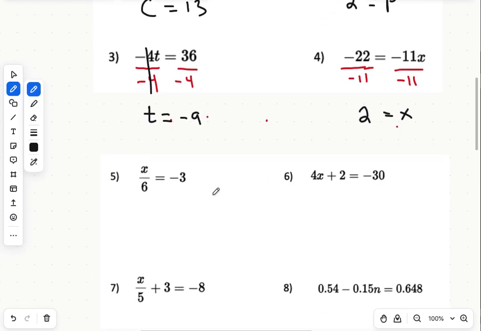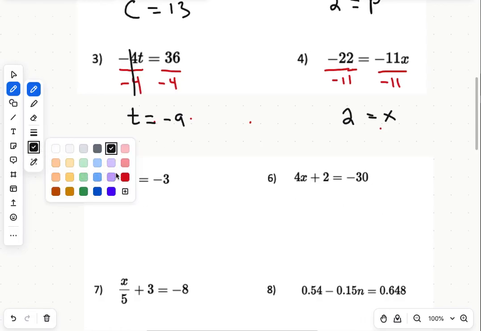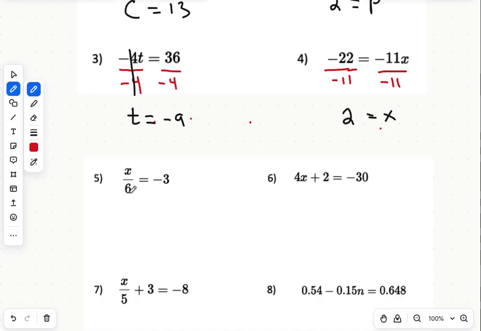And then the last of the basic ones, so this is the end of 2.1 right here, is now we have x divided by something, and so the inverse operation for division is multiplication. So again, when we have multiply, we divide. When we have divide, we multiply. So for this one, let's multiply both sides by 6, and you can think of that as 6 over 1 if it helps to see how that's going to cancel.